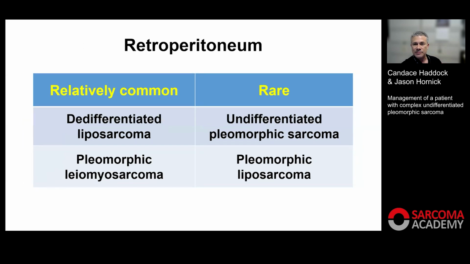Next slide. In the retroperitoneum, it's very different. In this setting, almost all of the sarcomas with pleomorphism are going to be dedifferentiated liposarcoma or leiomyosarcoma. And that's all I'm going to say for this moment in terms of that.